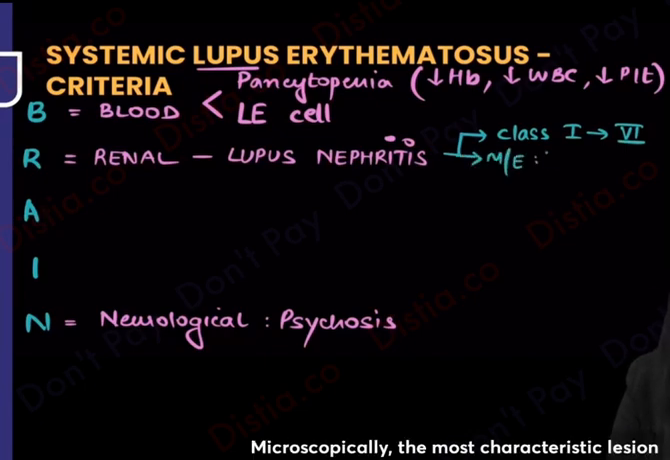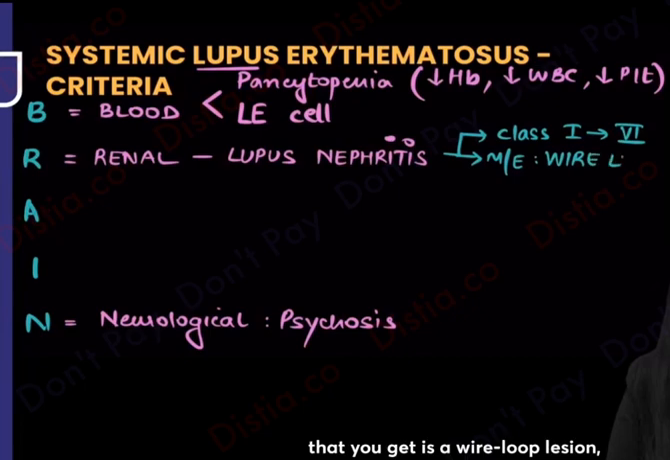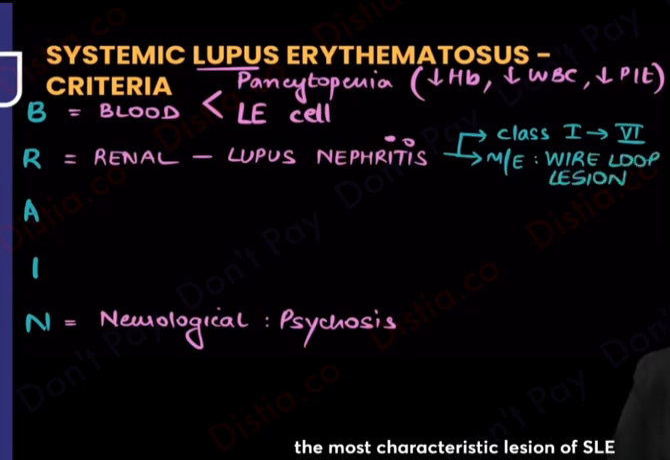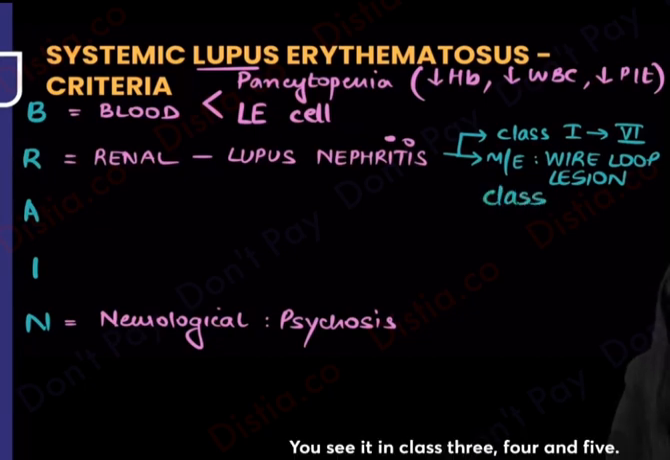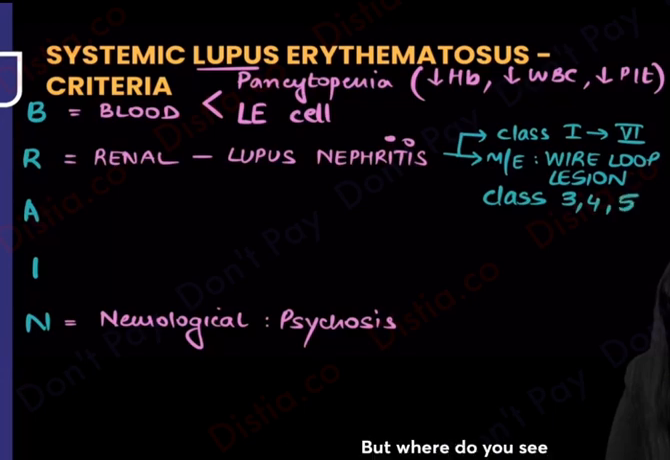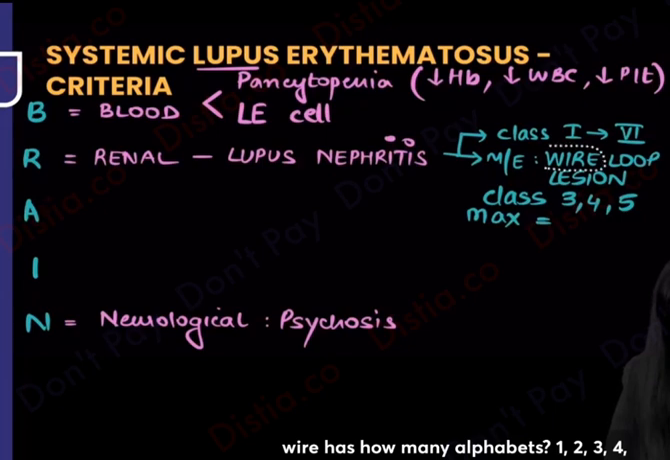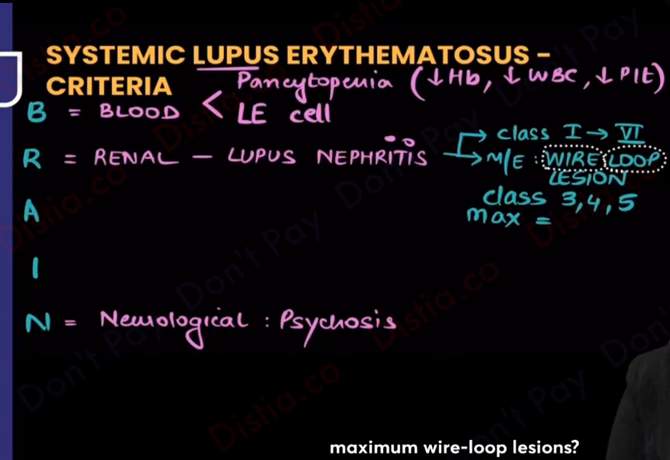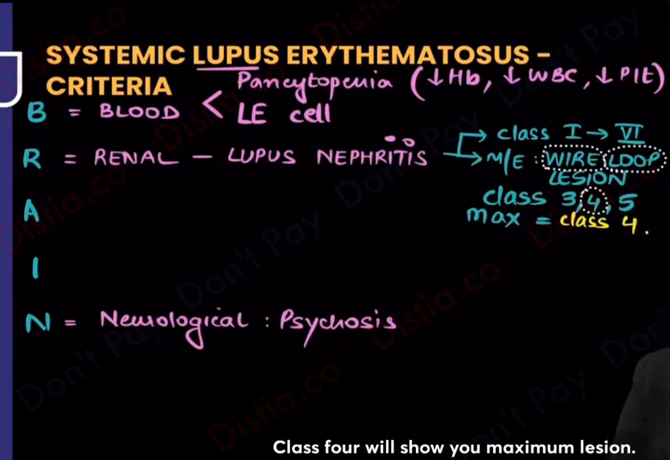Microscopically, the most characteristic lesion that you get is a wire loop lesion. The most characteristic lesion of SLE in the kidney is wire loop lesion, which you see in which classes? You see it in class 3, 4 and 5. But where do you see maximum wire loop lesions? Dekho, wire has how many alphabets? 1, 2, 3, 4. Loop has how many alphabets? 1, 2, 3, 4. So 4 is going to show you maximum wire loop lesions. Class 4 will show you maximum lesions.